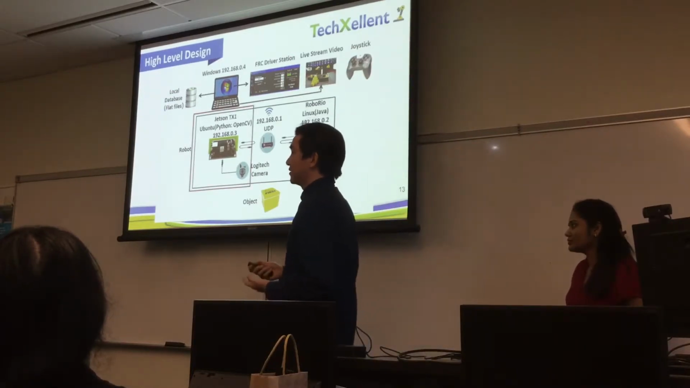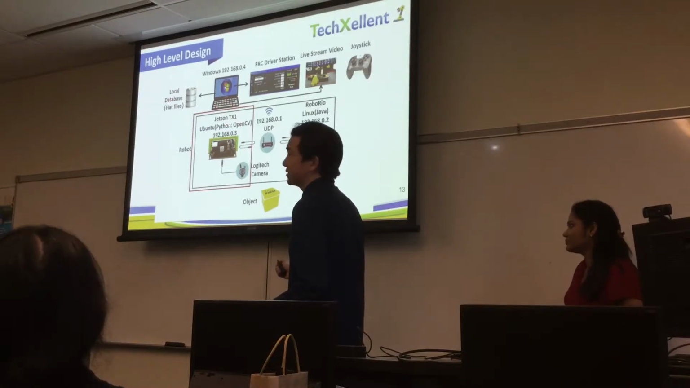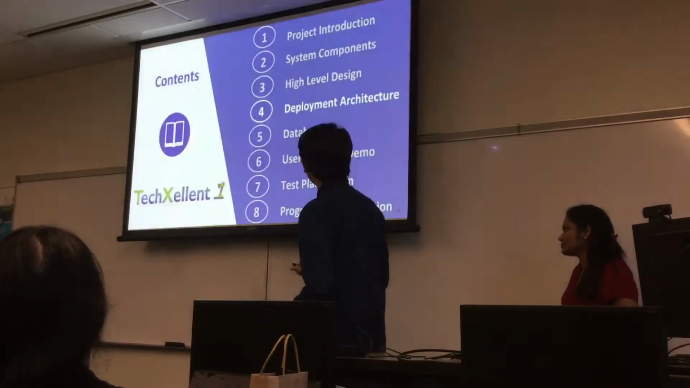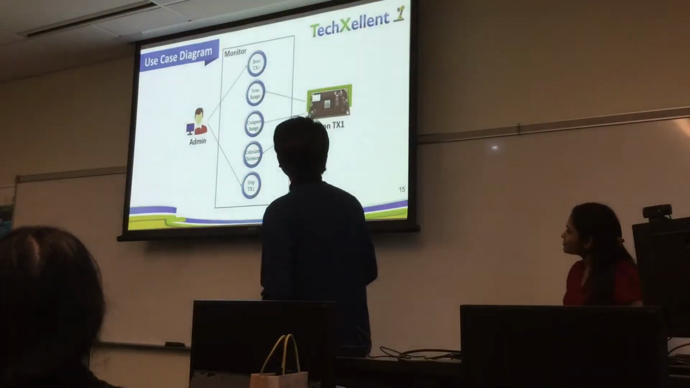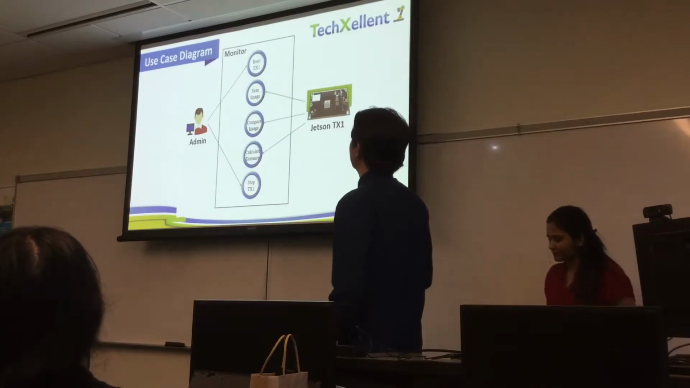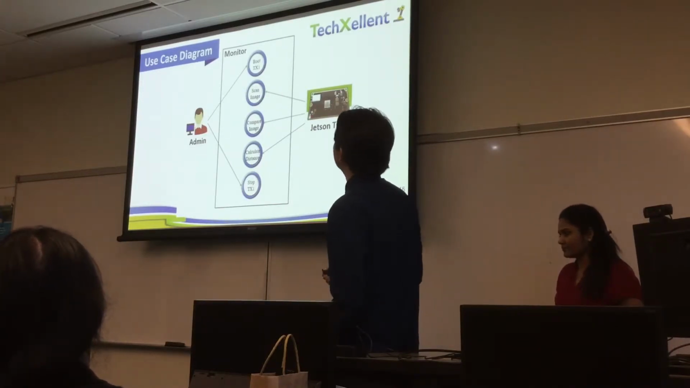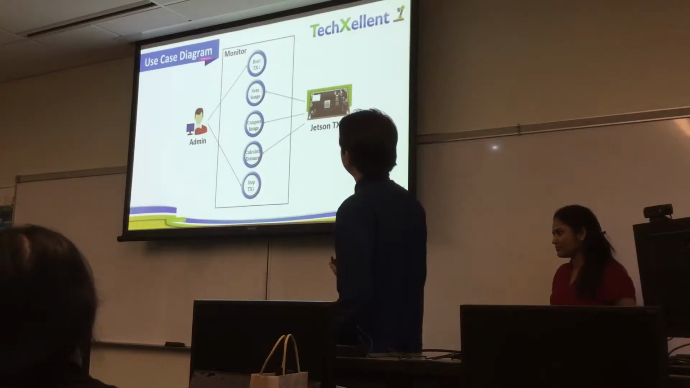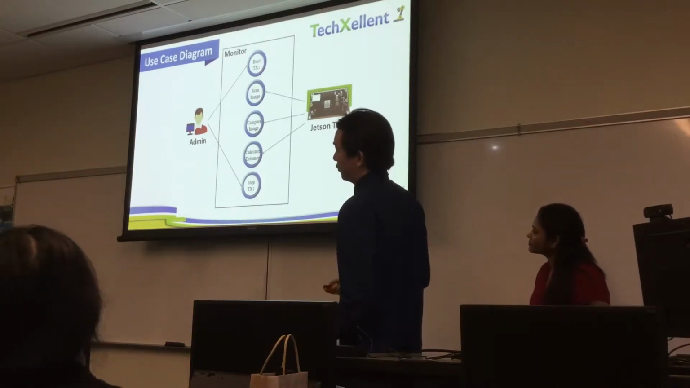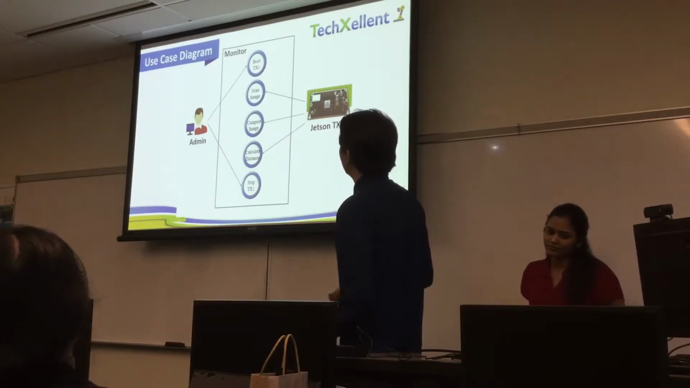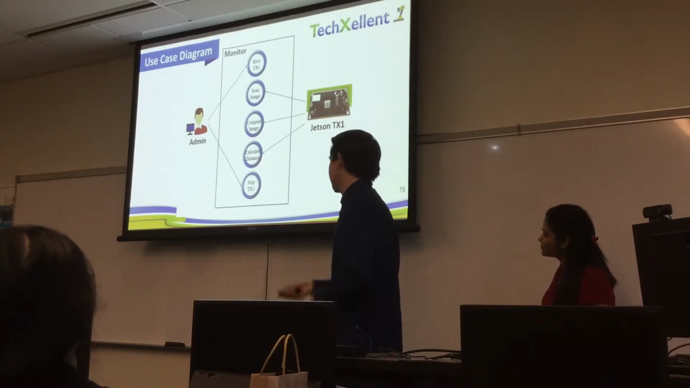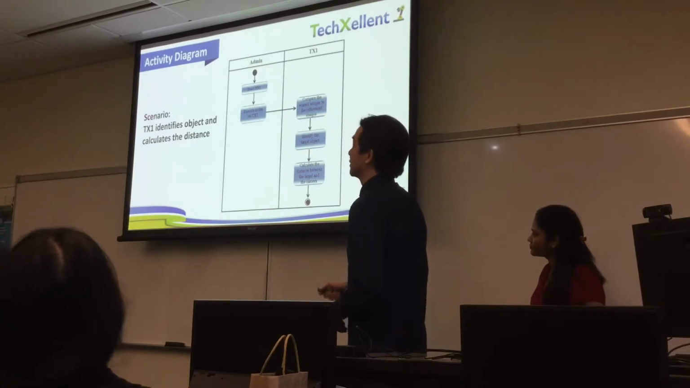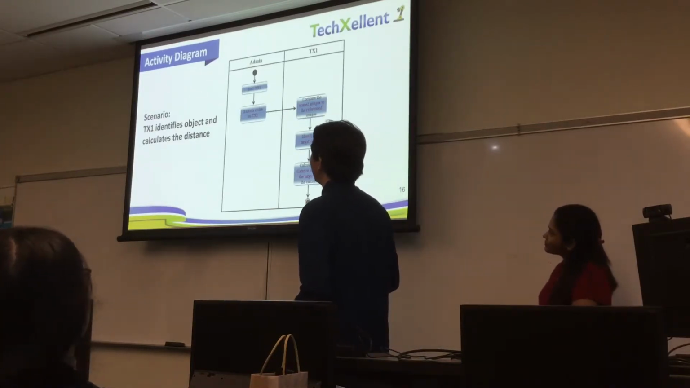Since this is our first phase, we decided to focus on the processor, the Jetson TX1. So in the architecture, I will show you how the TX1 works. In this use case diagram, there are two actors, the admin and the Jetson TX1. The admin is in charge of two very simple use cases, boot the TX1 and stop the TX1. And the Jetson TX1 is in charge of scan image, compare image, then calculate the distance between the camera and the object. Based on that use case diagram, we created this activity diagram.